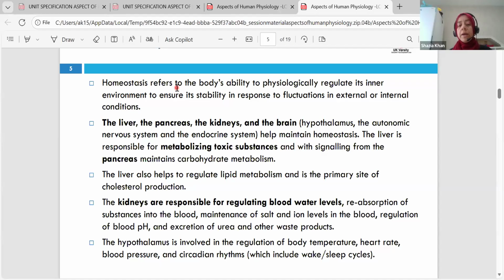The liver is also there to help regulate your lipid metabolism, which is your fat. So if the liver stops functioning, your fat or your cholesterol increases. So the kidneys are responsible for regulating your blood water levels, reabsorption of substances into the blood, maintenance of salt and iron levels in the blood, regulation of blood pH, and excretion of urea and other waste products. Then you have the hypothalamus, which is in the brain. It is there to regulate the body temperature, the heart rate, blood pressure, and circadian rhythm, which is known as the wake up or sleep cycle.